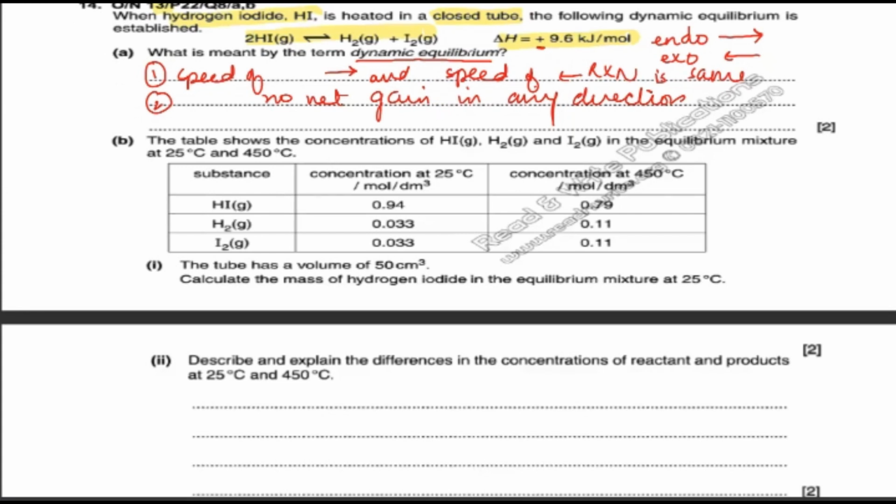Coming to question part B. It says that there is a table which shows the concentration of hydrogen iodide, hydrogen and iodine. All of them are gases. So they have given you the concentration of all these three over here. Now, the concentration is mentioned at 25 degrees Celsius and the concentration is shown at 450 degrees Celsius.